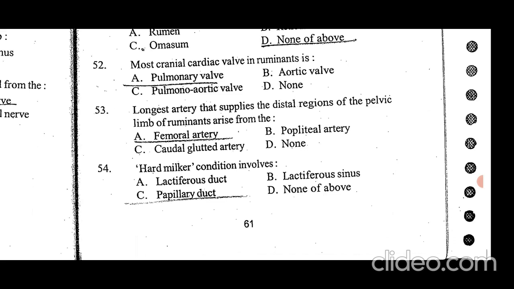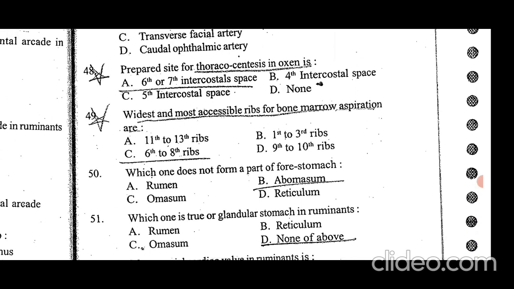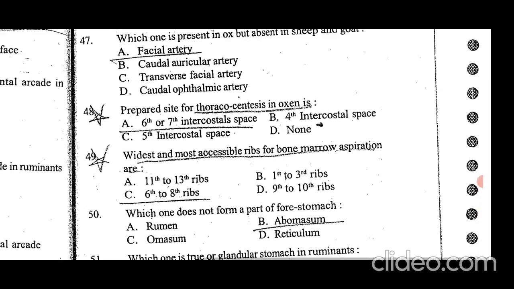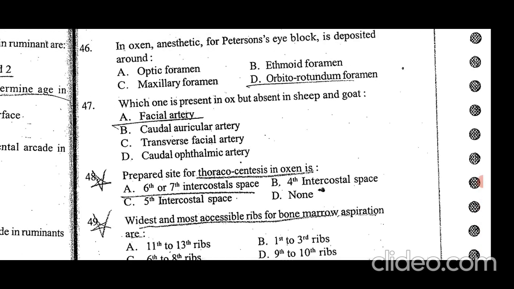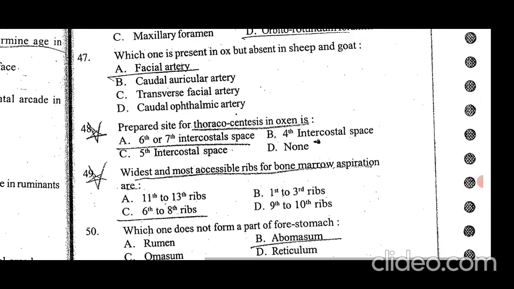Hard milker condition involves the papillary duct. The largest artery is the femoral artery and the most cranial valve is the pulmonary valve. Abomasum is the true stomach, and the 6th to 8th ribs are the area for thoracocentesis and bone marrow aspiration. The facial artery is present in ox but absent in sheep and goat, and the orbitorotundum foramen is the target site for anesthesia in Peterson's eye block.